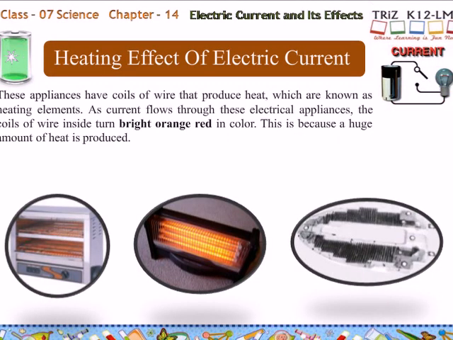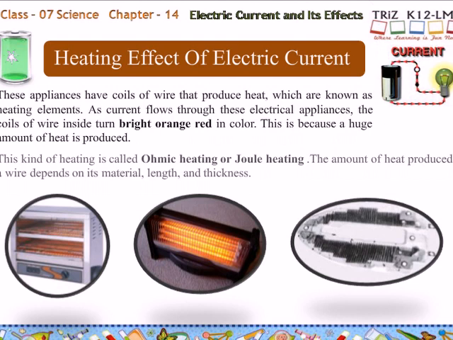These appliances have coils of wire that produce heat, which are known as heating elements. As current flows through these electrical appliances, the coils of wire inside turn bright orange-red in color. This is because a huge amount of heat is produced. This kind of heating is called ohmic heating or Joule heating. The amount of heat produced in a wire depends on its material, length and thickness.